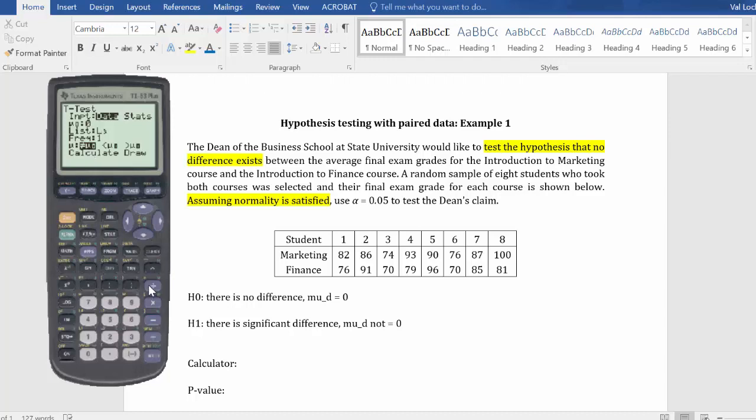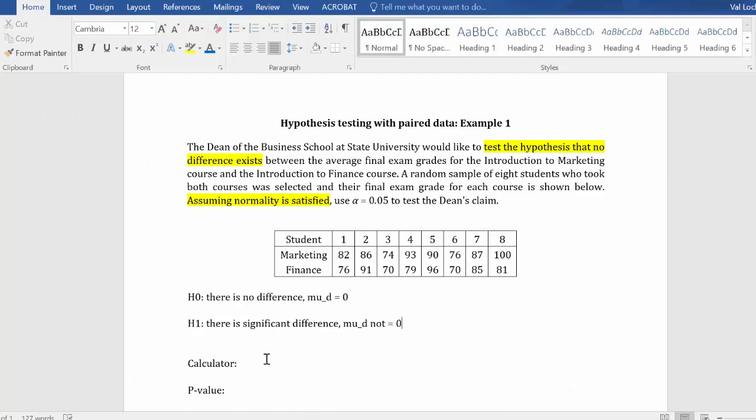In list, we're going to put in the location of where you stored your differences. For me, it's L3. For frequency, just keep it 1. And for us here, this is not equal to, and let's go ahead and compute it. Our p-value here is 0.1415. Let me write the instructions here. So what did I do? I did a t-test on the difference of scores. If that helps, say L3 is equal to L1 minus L2, assuming that your marketing scores are in L1 and finance in L2.